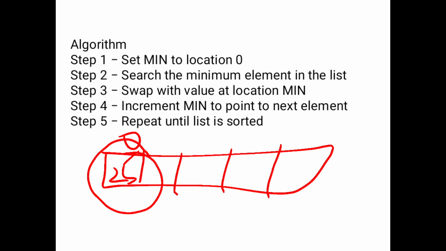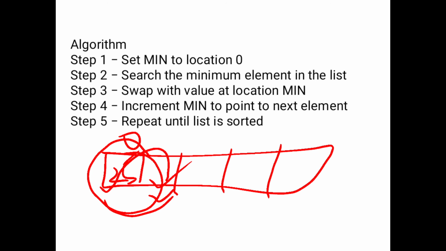Then compare it with the next element. If this next element is the lowest element, then swap. Search for the minimum element in the list, then swap it with the value at the minimum location. Then increment, meaning point to the next element, and repeat until the list is sorted. So this is the process, a very simple idea. First you have a list, then analyze the list to find the lowest element, then the lowest element is swapped into the first position.